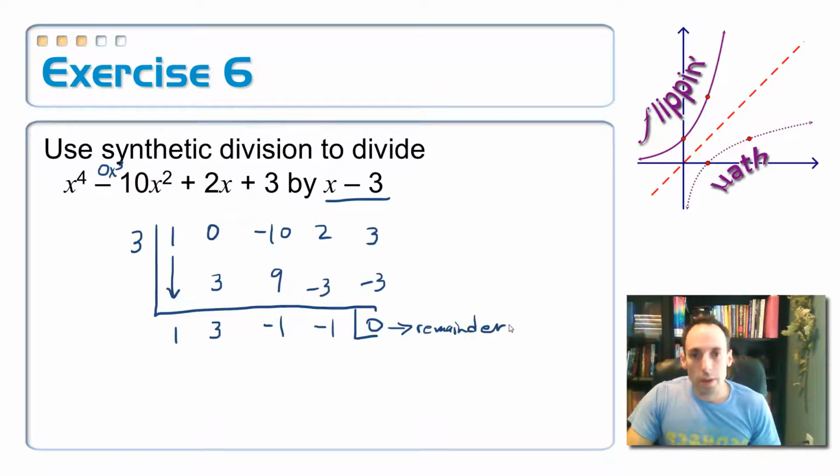I put a box around that because that's the remainder, remember? And I have a remainder of 0, which means that x minus 3 divides evenly into x to the 4th minus 10x squared plus 2x plus 3. Now, how do I write this answer?